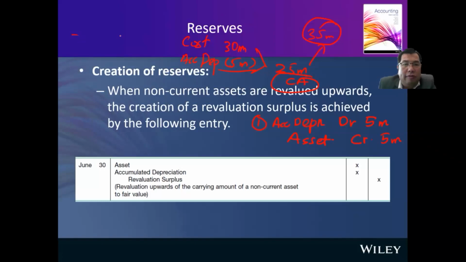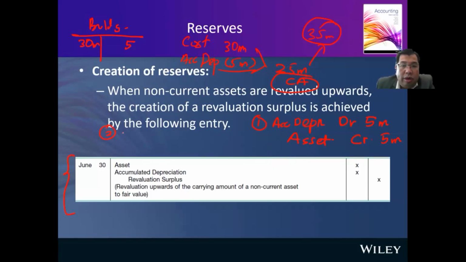Now, if you have your asset building, the cost is 30 million. Now you credit 5 million. The value of this asset is only 25 million. Am I right? And number two, they combine it together. I'm showing you the long way.